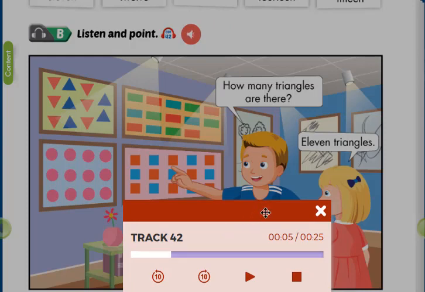B. Listen and point. 1. How many triangles are there? 11 triangles. 2. How many rectangles are there? 14 rectangles. 3. How many circles are there? 10, 11, 12 circles.